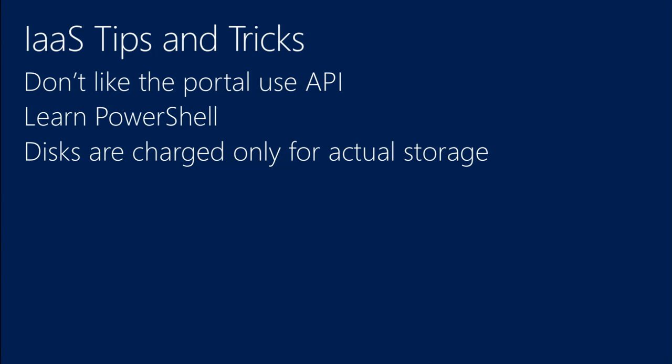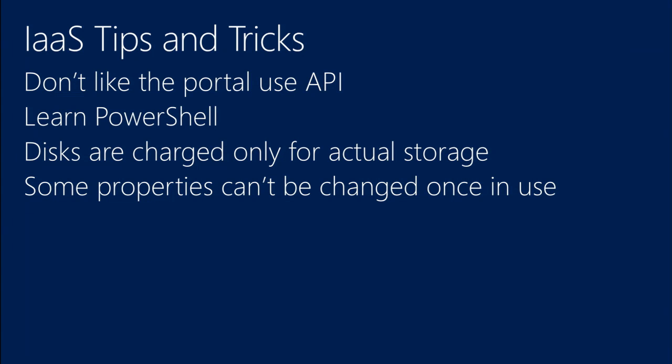Another thing that a lot of people have questions about is that disks are only charged for your actual usage. So if I have a 127 gig operating system disk, I'm only charged for the actual storage that disk is using. So it's only actually using about 15 gigs, so you're only charged for 15 gigs.